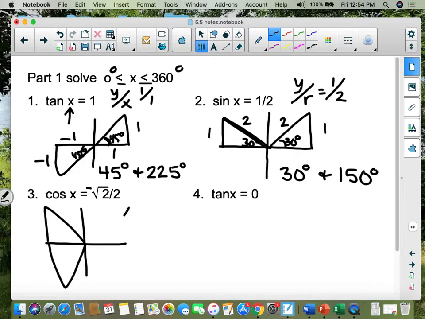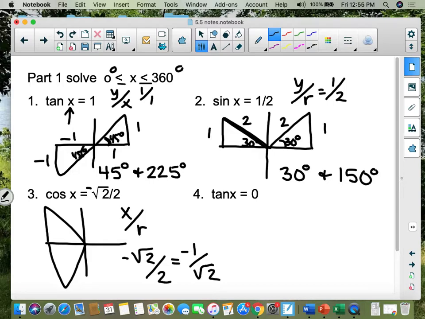Isn't cosine x over r? The formula for cosine is x over r. We have a negative root 2 over 2 as our final answer. Our r is supposed to have a 2 in it, and our x is supposed to have a negative root 2 in it. We didn't study triangles that did this, did we? No, we did not study triangles that look like this. I'm going to reverse it. So, isn't this the same thing as a negative 1 over root 2?